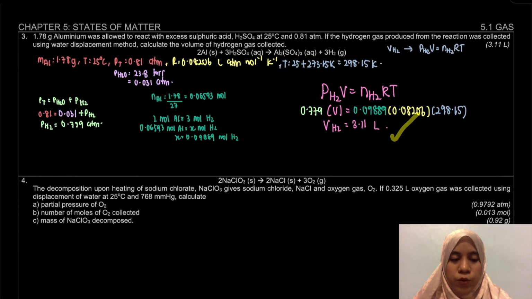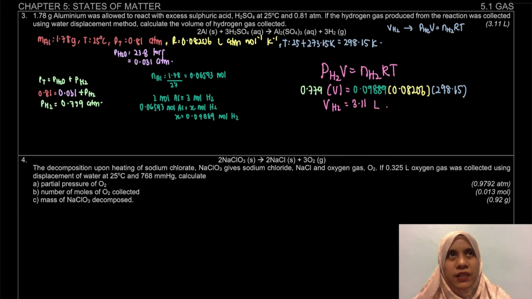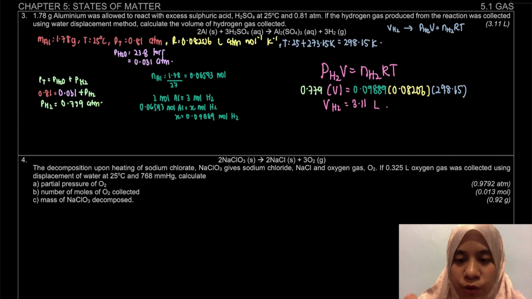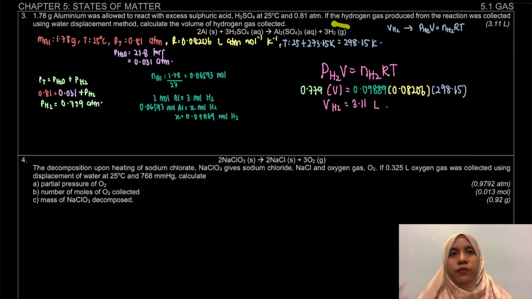Okay, so again, question yang untuk displacement over water ni, dia kan straightforward. Yang displacement over water ni, first thing first, kita akan gunakan yang pressure total equal to water plus any gas. Yang gas tu usually yang product from our equation lah. And then from there, kita akan apply sikit dengan ideal gas equation lah. Sebab tu lah dia panjang sikit.